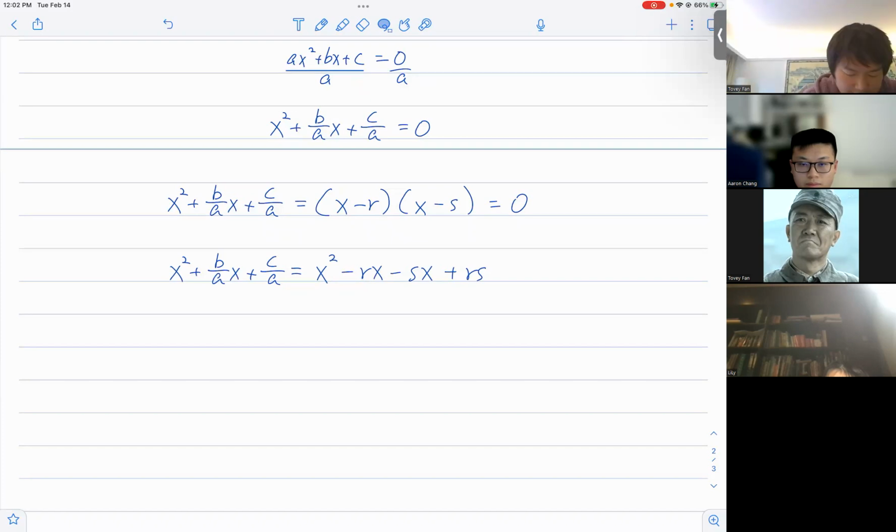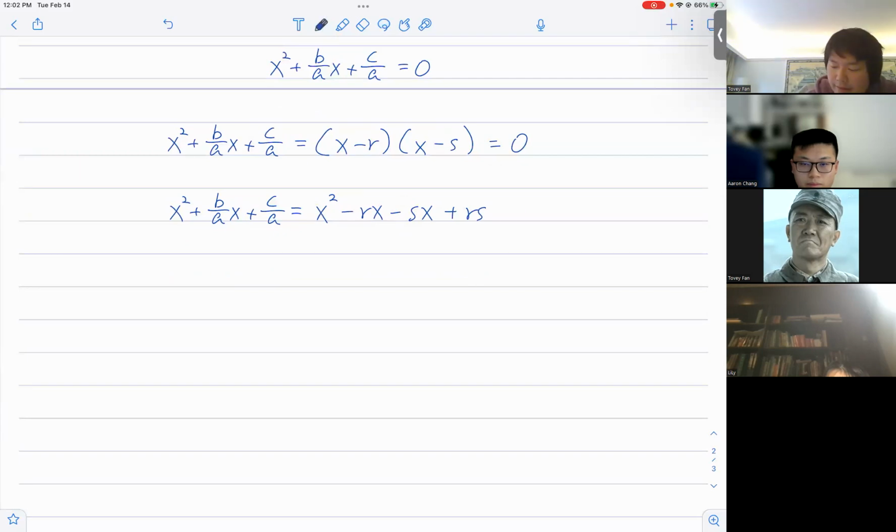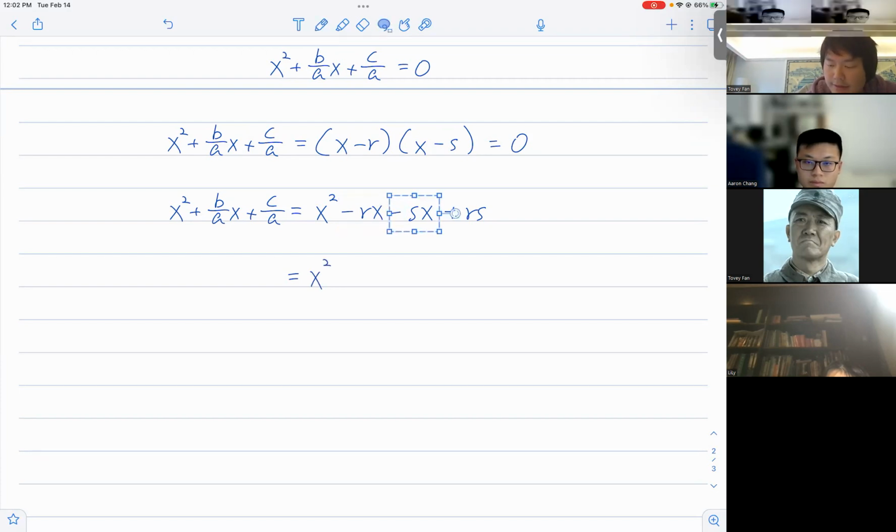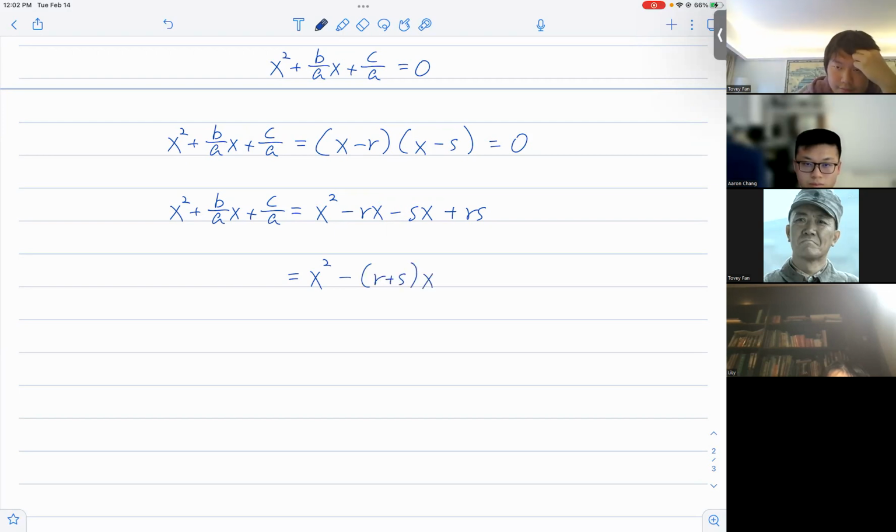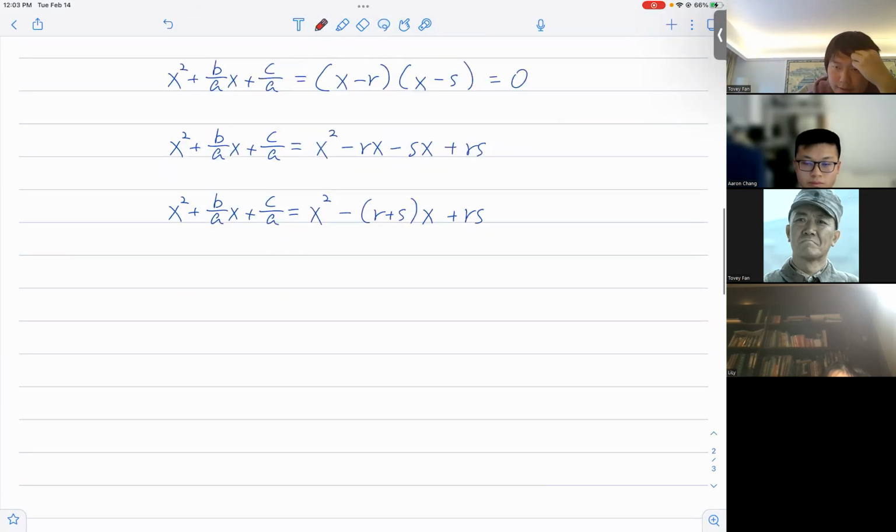Okay, make sense? Okay, and then on the right-hand side, we can combine like terms, right? So we have x squared, and then minus r x minus s x, those are like terms. So if we combine them, that's minus (r plus s) times x, right? And lastly we have plus r s. And again, the left-hand side is still the same. What do we have next? You see that x squared, they cancel?